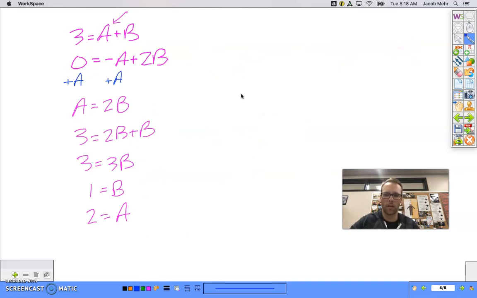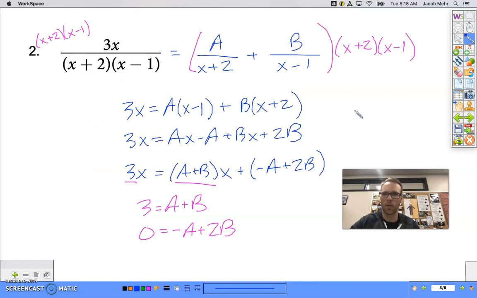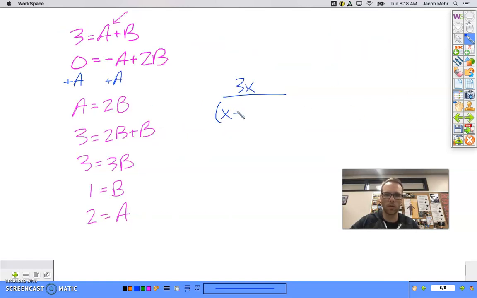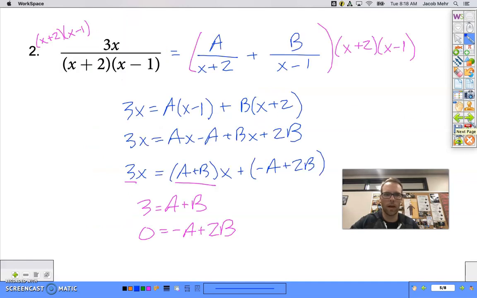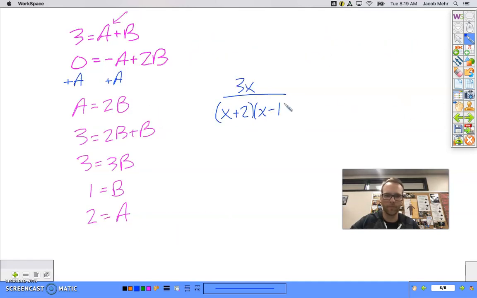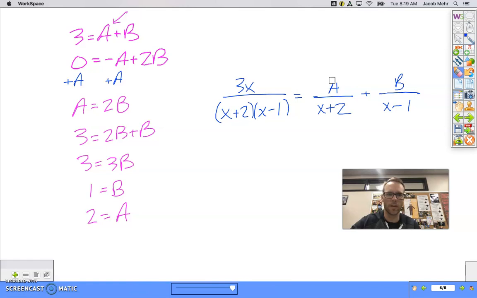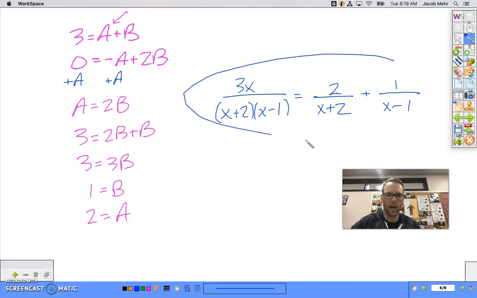So we have, and I want you guys to make sure that you've finished with this statement here. Okay. What is your partial fraction decomposition? 3x over x plus 2, x minus 1, equals, we put an x plus 2 there, we put an x minus 1 there. This was our a, this is our b, but we're going to replace the a because we now know that is 2. We can replace the b. We now know that is 1. That is our partial fraction decomposition.